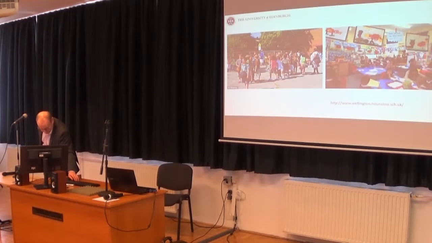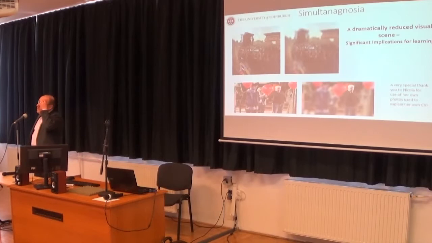The big issue with children with CVI and dorsal stream damage is simultaneous agnosia. And we have four images on the screen provided by Nicola, who's a friend of mine who has CVI. And this is her explaining simultaneous agnosia.